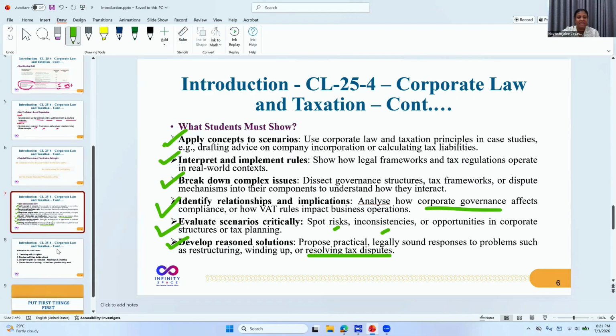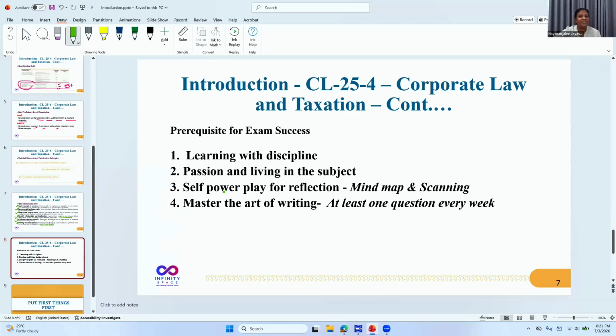And next, to win in this situation as a student, what you have to do is have the discipline to learn. Learning with discipline: these are the prerequisites for exam success for any exam. You should have your own plans. You should have discipline. It's not that you start today and then touch this subject again after 3 months.